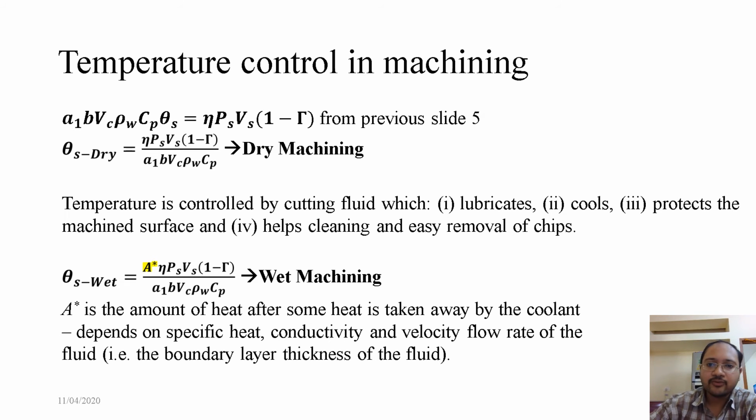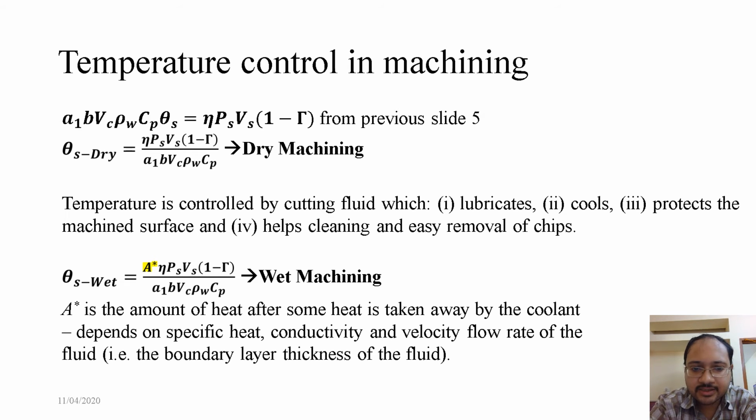Now let us see how we can control the temperature in machining. We have already seen the heat balance equation. In case of dry machining, or as the name suggests, there is no application of cutting fluids or lubricants in any form. So we can write the temperature of the shear zone in dry machining as theta s dry, which is equal to eta times ps vs times (1 minus capital gamma), divided by the rate of heat absorbed by the uncut chip, that is A1 times B times Vc times rho W times the specific heat capacity.